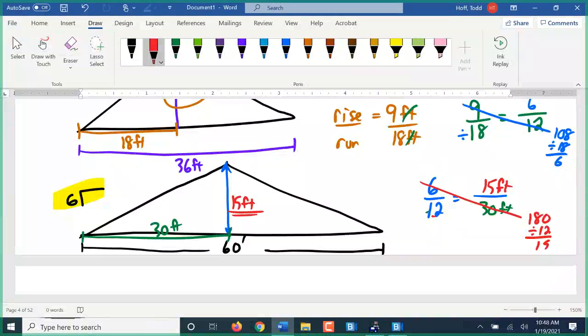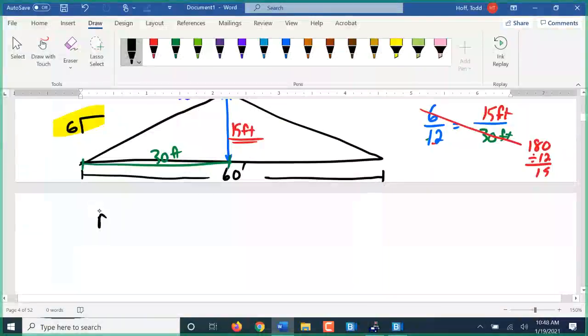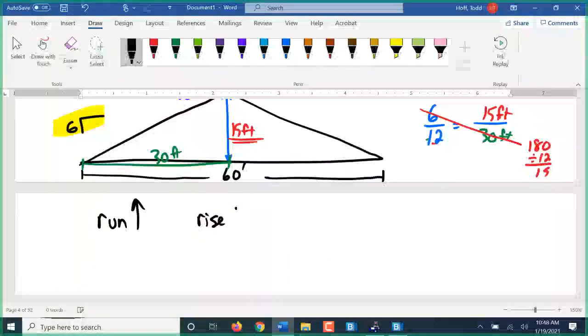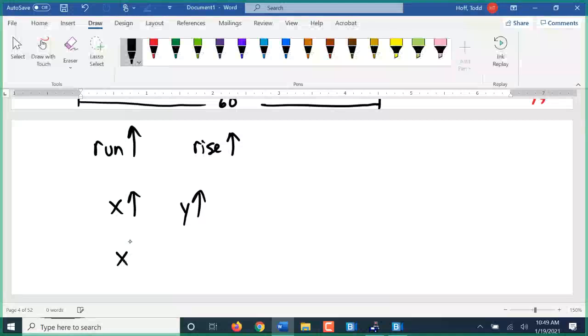Because this is a direct proportion, whenever the run gets larger, rise has to get larger in a proportional amount. And that is a direct relationship. If one value gets larger, the other value gets larger. Likewise, if the first value, in this example the run, got smaller, the second value would get smaller, again in a proportional amount. That is a direct relationship. It is this constant ratio.